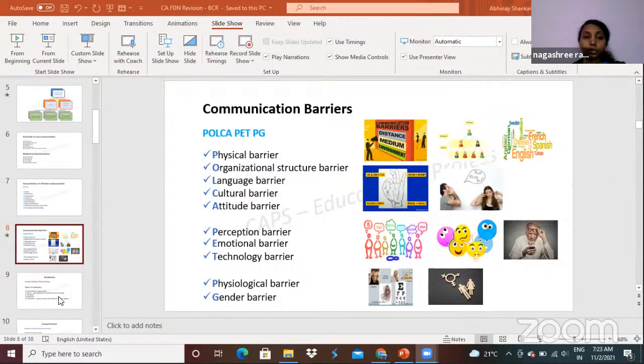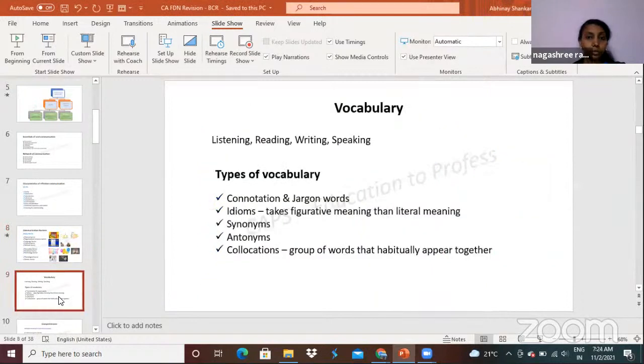So that brings us to the end of first chapter, and then we move to the third chapter, which is your vocabulary. So what is vocabulary? Vocabulary is all your movie dialogues, right? And there are mainly 4 types of vocabularies: your listening, reading, writing, and speaking.